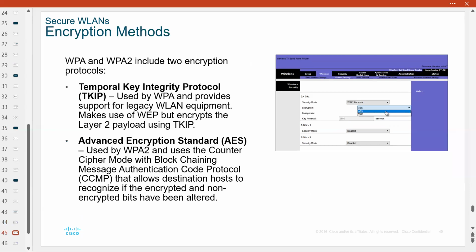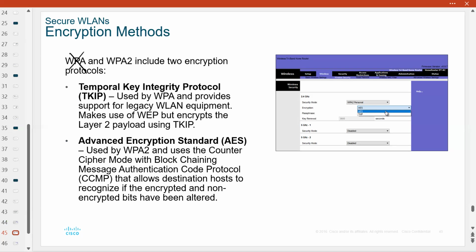Encryption methods. After authentication, we have encryption. And the two main methods that are used for encryption in WPA and WPA2. I already said we don't use this one. We have TKIP and AES. We won't get deep into these encryption methods, but basically TKIP is used by WPA and it provides support for legacy wireless LAN.